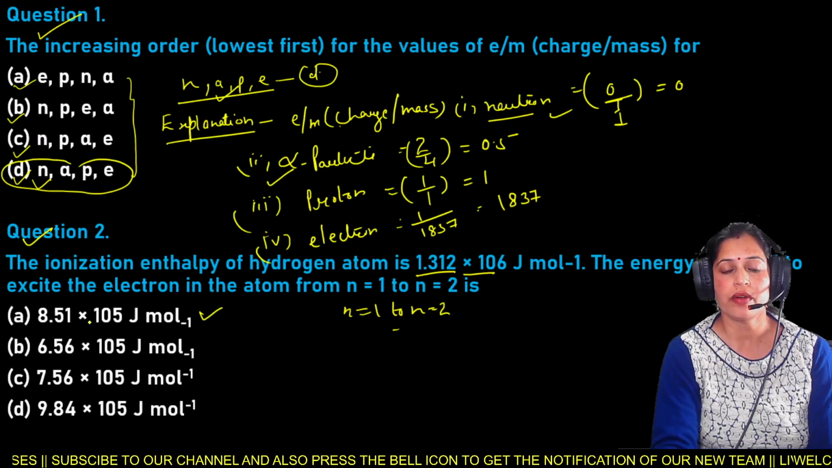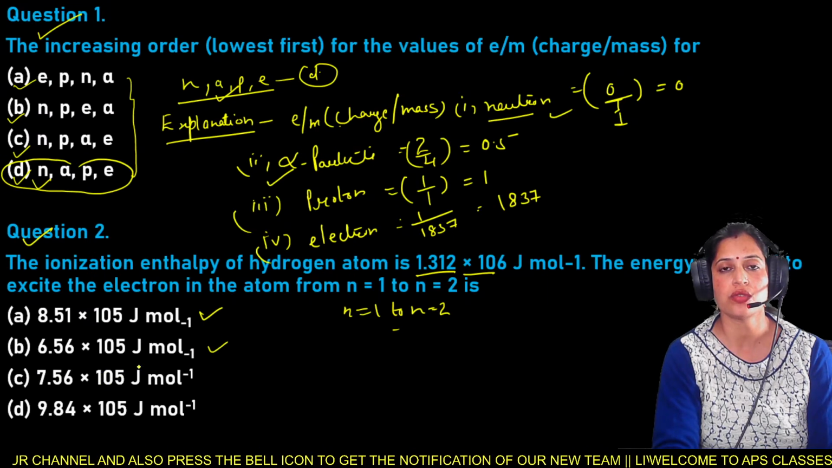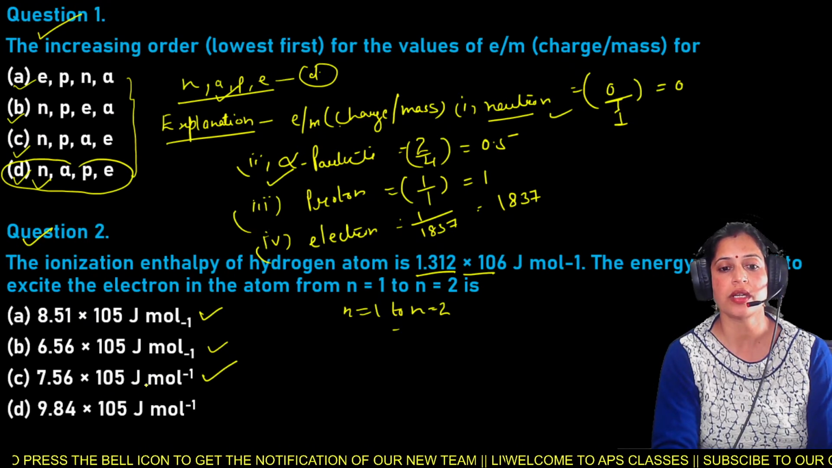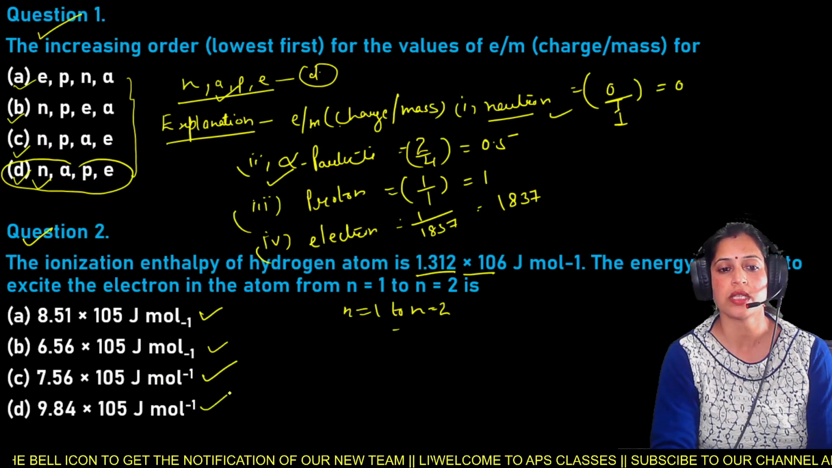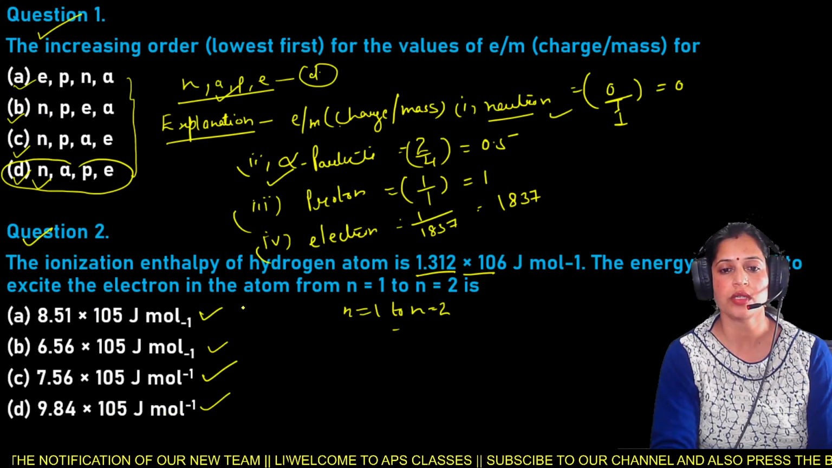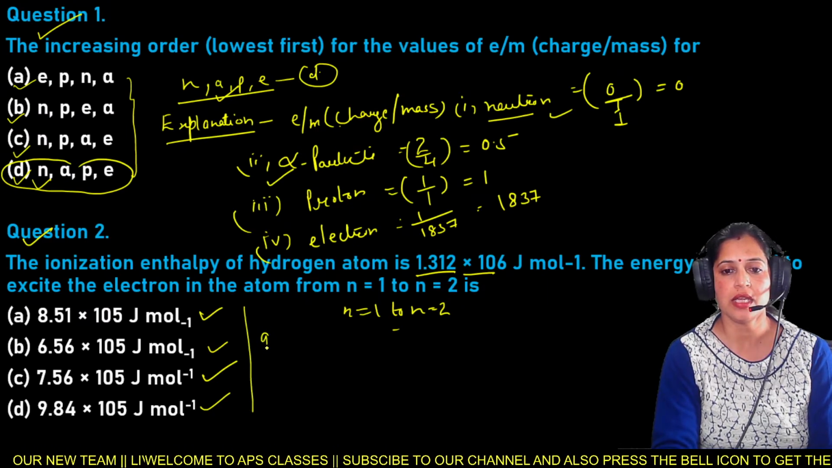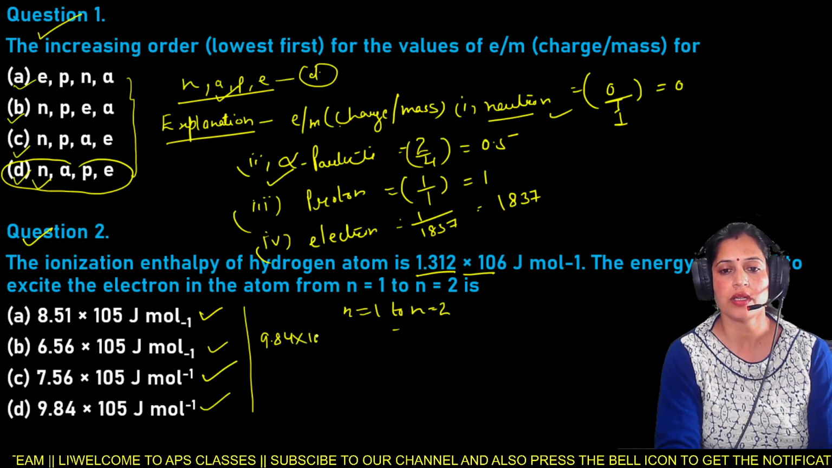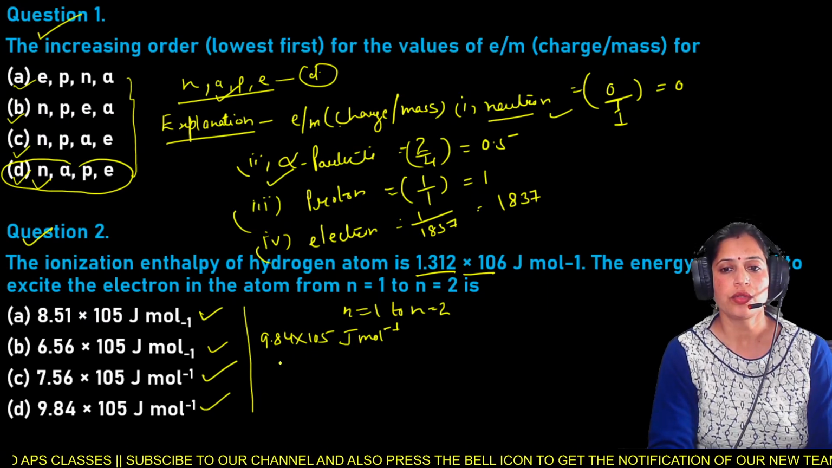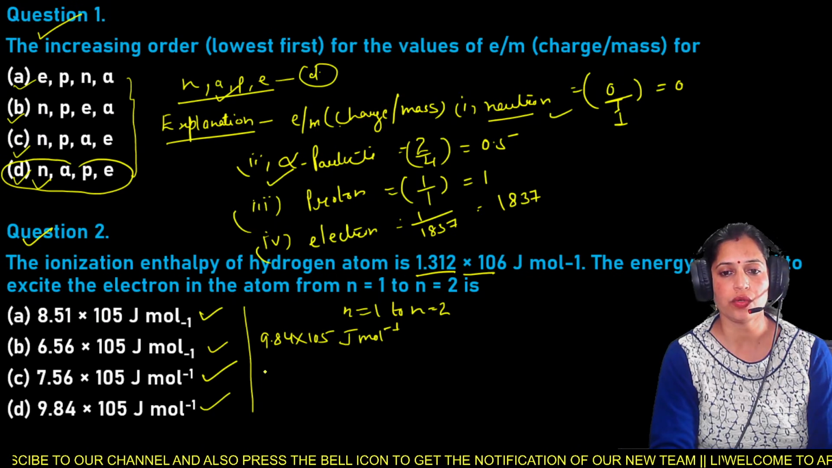Options are 8.51 into 10 raised to power 5 joule mole inverse, second one is 6.56 into 10 raised to power 5 joule mole inverse, third one is 7.56 into 10 raised to power 5 joule mole inverse, and the last one is 9.84 into 10 raised to power 5 joule mole inverse. So these are the 4 options. The right answer is 9.84 into 10 raised to power 5 joule mole inverse.